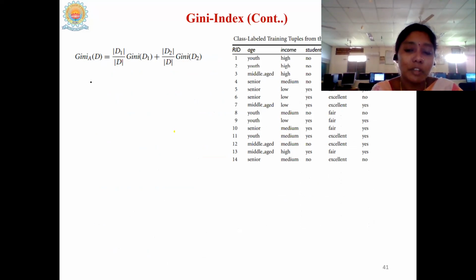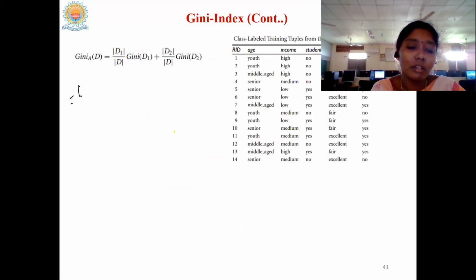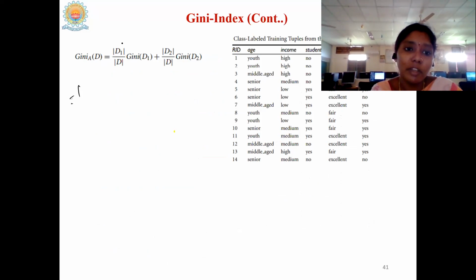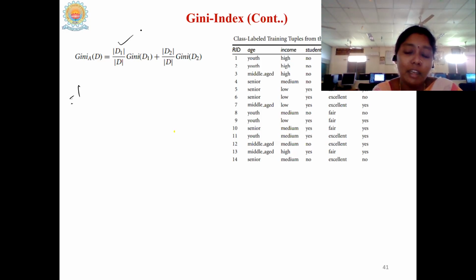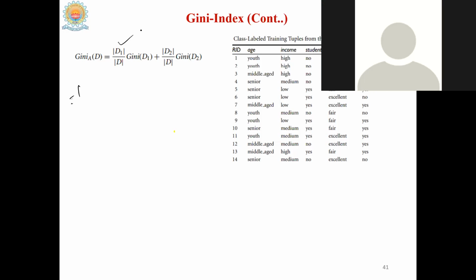So GINI index of, let's calculate GINI index of the income. How to calculate that? What is this mod D1? What is the value of that mod D1? 10. 10 or 9? 9, ma'am. Number of S classes.